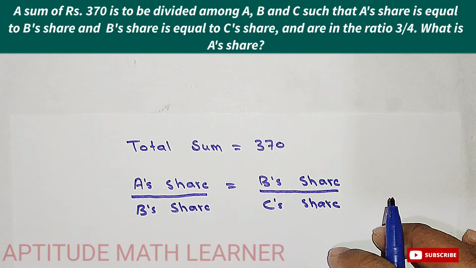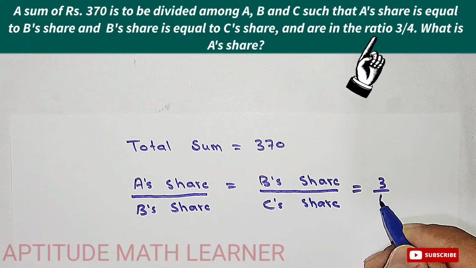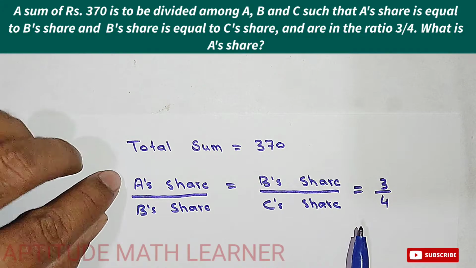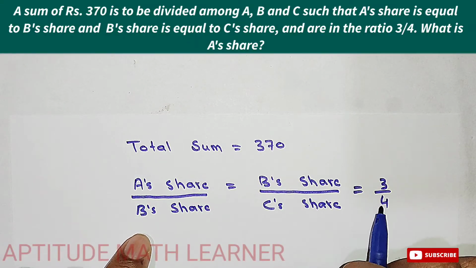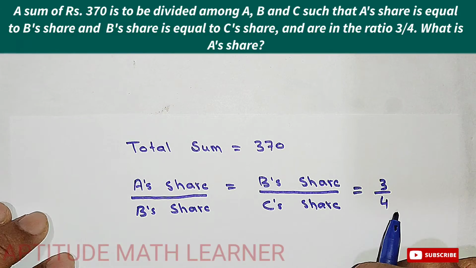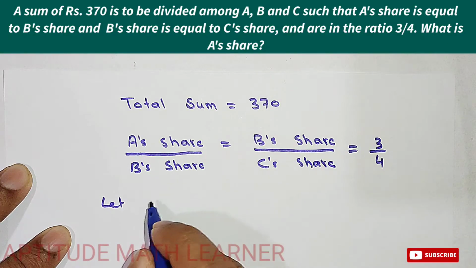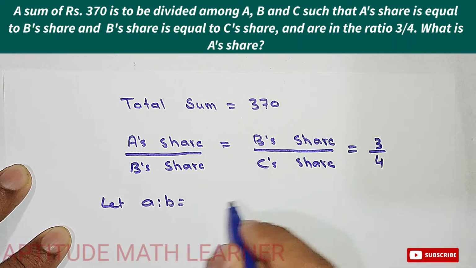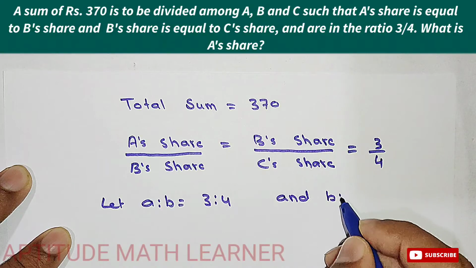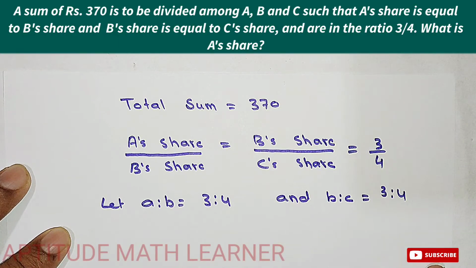And these are in the ratio 3:4. Now if you see, we have taken A ratio B as 3:4, and for B ratio C we have also taken 3:4. So let A ratio B be 3:4 and B ratio C also be 3:4. I hope till here you have completely understood.